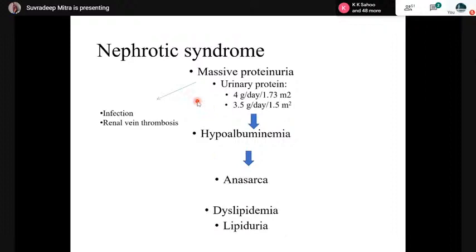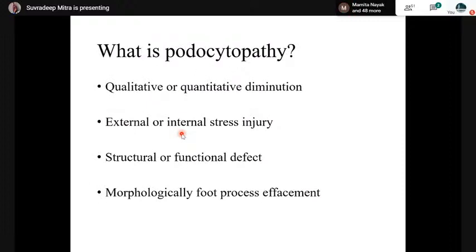And in terms of complication, because there is loss of a lot of proteins, including the globulins, which are immunoglobulins, the patients become prone to infection. They also tend to lose a lot of antithrombotic proteins, so the patients are also prone to renal vein thrombosis. So these are the complications of nephrotic syndrome.